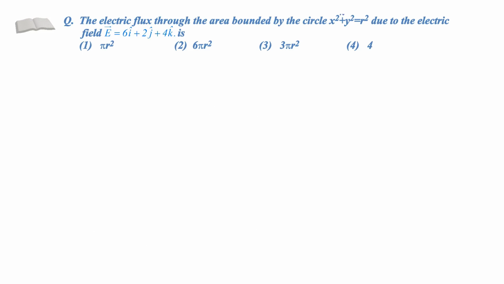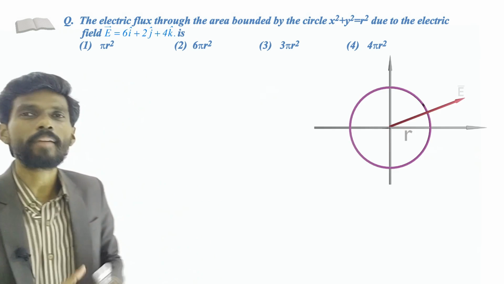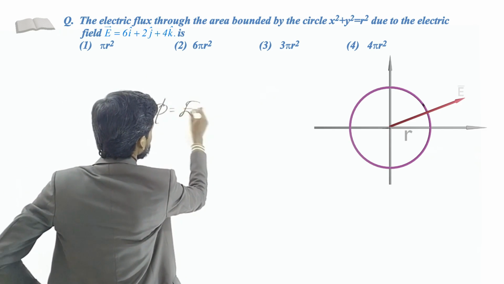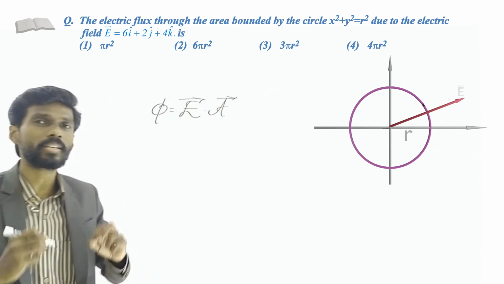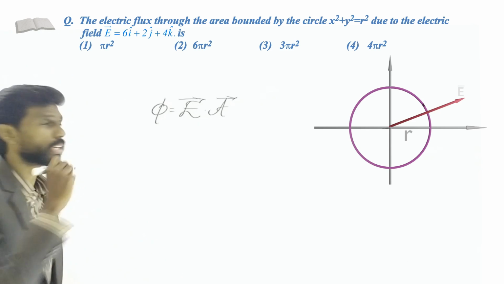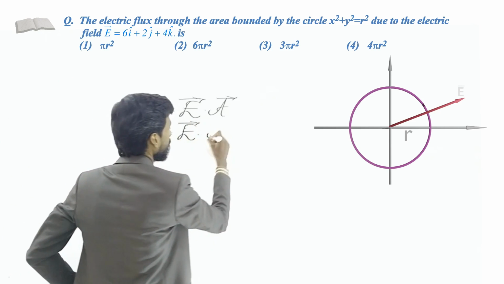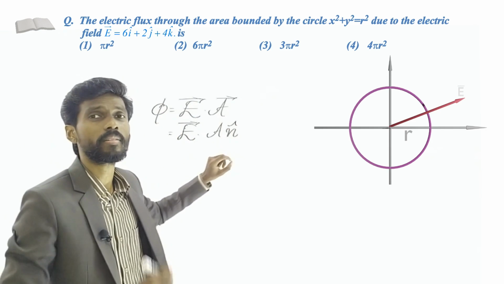The electric flux through the area bounded by the circle x squared plus y squared equals r squared, due to the electric field E vector equals 6i cap plus 3j cap plus 4k cap. Here it is very simple. The electric field is given in vector form, so we have to use the direct formula. Flux is simply the electric field vector multiplied by the area vector. That is the formula for electric flux in vector form. The area vector is the area multiplied by the normal vector, the unit vector in the perpendicular direction.